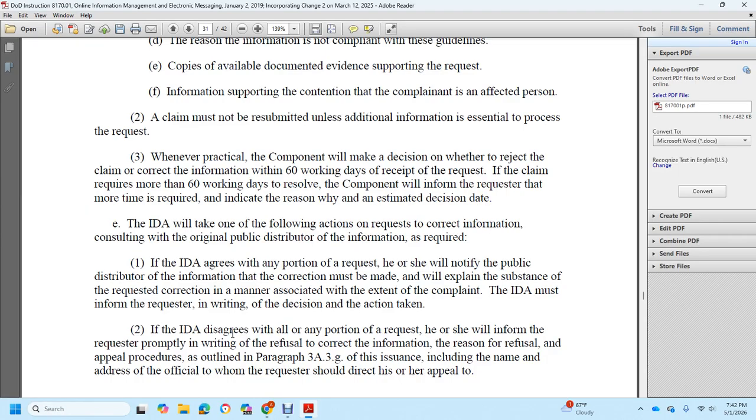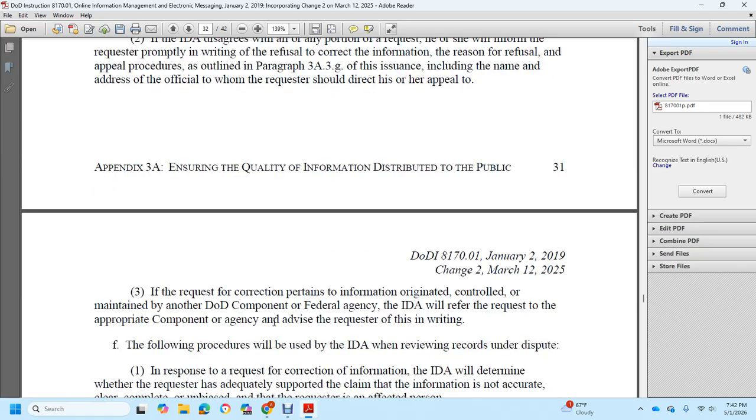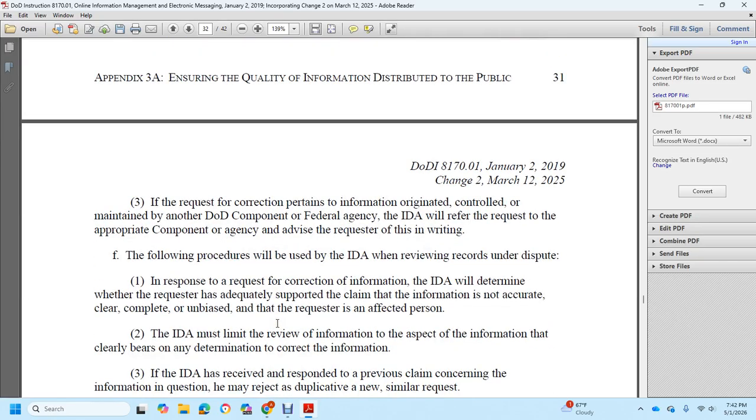If the IDA disagrees with any portion of the request, he or she will inform the requester promptly, with a review of the correction of the information and the reason for the refusal of the appeal. Proceed with the outline in paragraph 3A 3G. The notice will include the name and address of the official to whom the requester should direct his or her appeal. If the request concerns correction of information originating with and maintained by a DoD component, the federal agent of the IDA will advise the component.